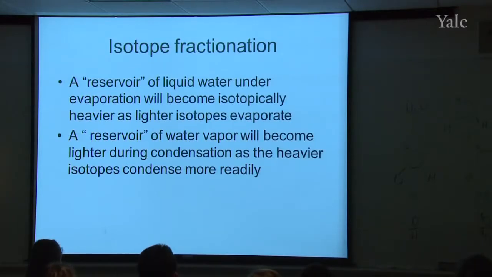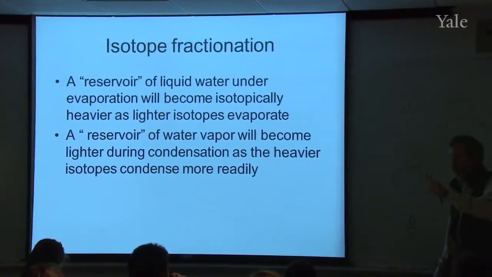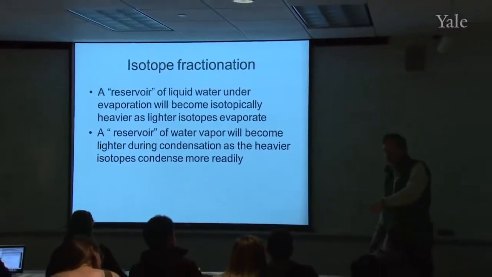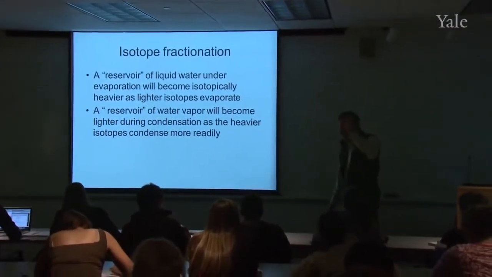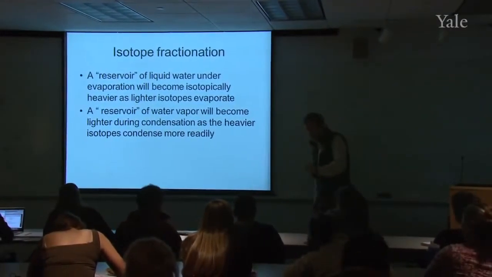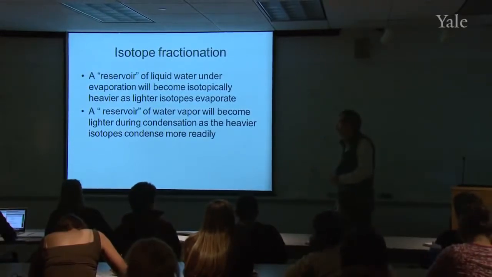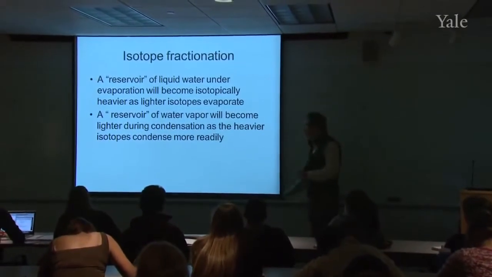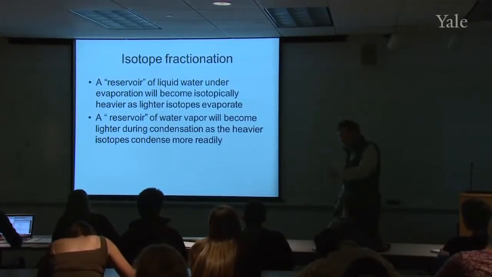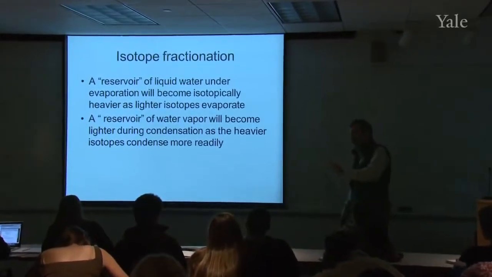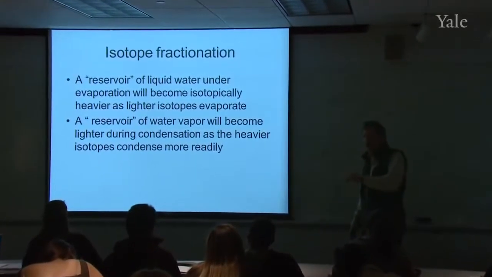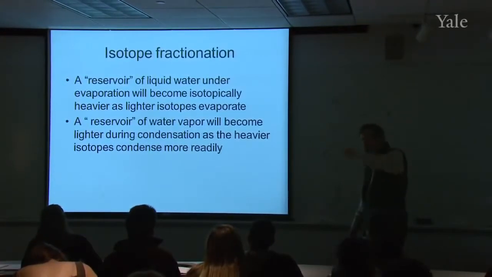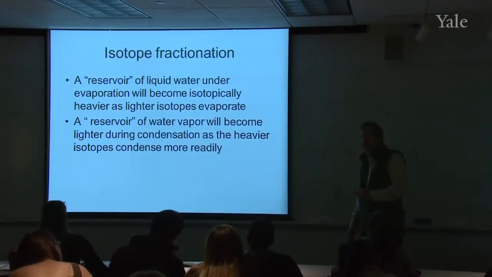You can do these experiments in the laboratory. You could take a dish of water, take a sample from it, put it into a mass spectrometer to determine the isotope ratios, then let it sit there for a few days and partially evaporate. And when you came back and took another sample of the liquid, and again put it on the mass spectrometer to get the isotope ratio, it would be isotopically heavier, because the lighter isotopes would have evaporated preferentially.